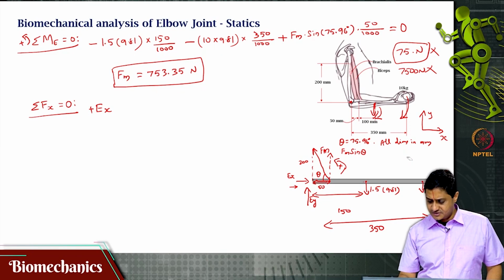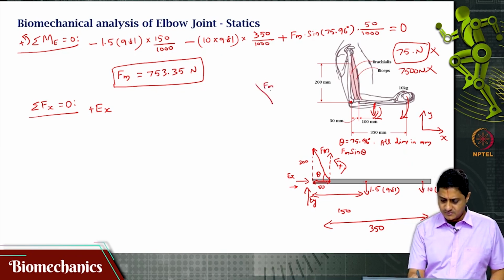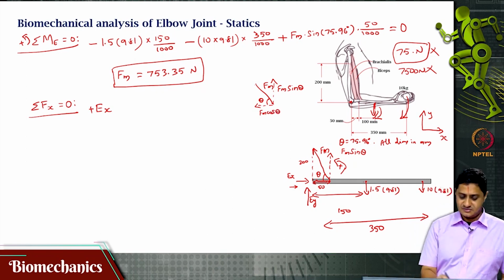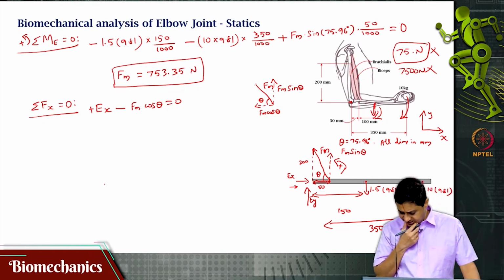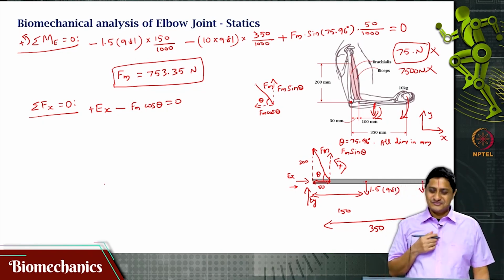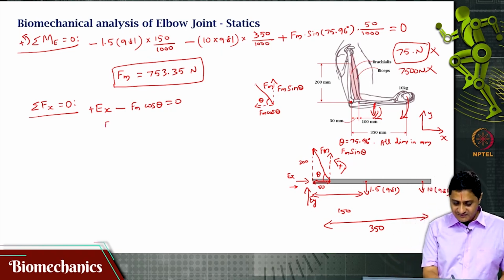For this muscle force, I can resolve this muscle force as a force Fm sin theta in the positive y direction and a force Fm cos theta in the negative x direction. So, that would be minus Fm cos theta equal to 0. Any other force in the x direction? Have I missed anything else? In the x direction there is no other force. So, that is it. So, I can straight away write Ex as Fm cos theta.